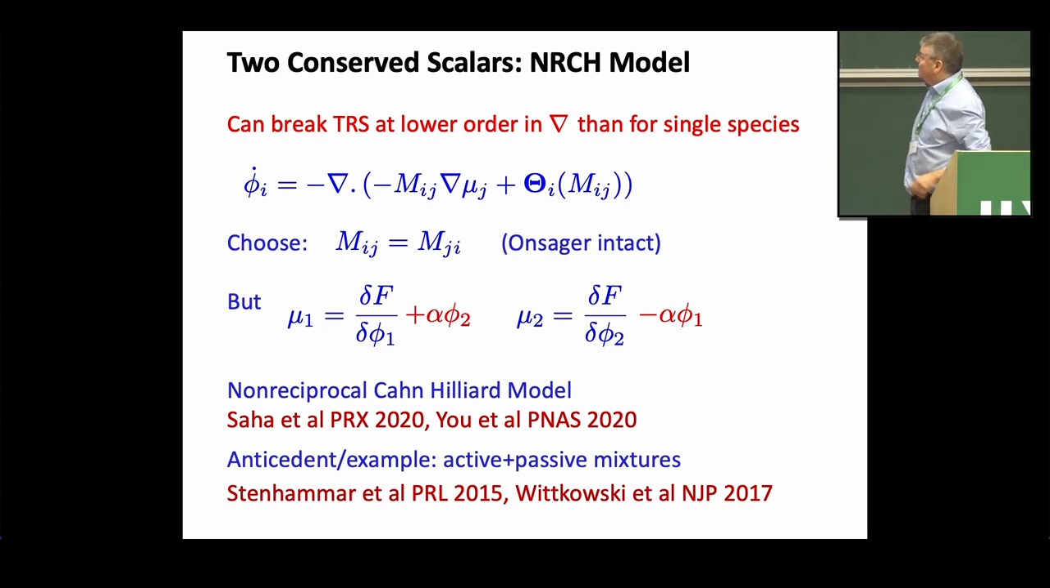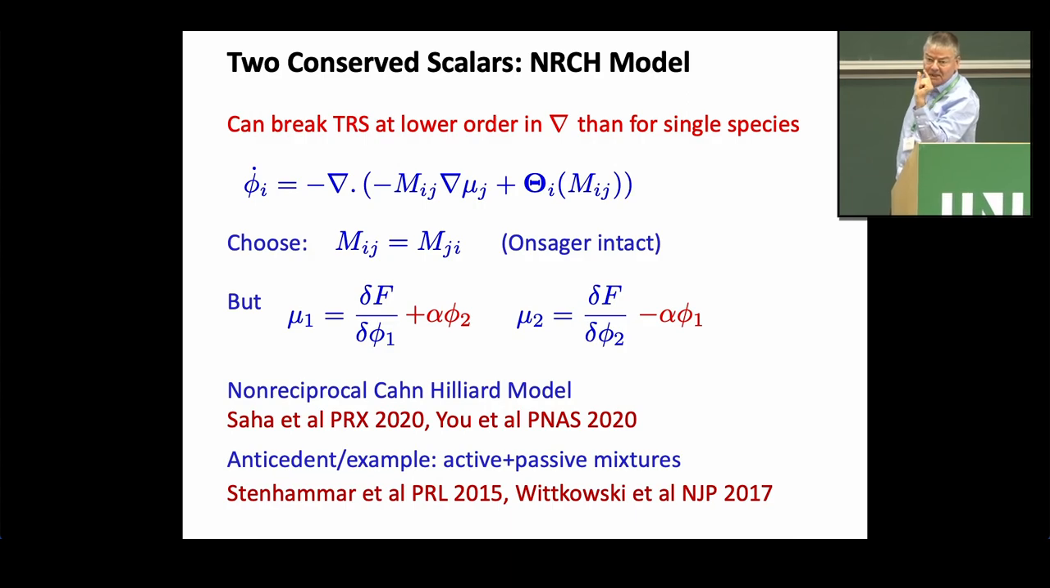The way this has been looked at by two different groups, Saha et al., so effectively Ramin Goldstein's group and Christina Marchetti, they actually choose to keep the mobility unchanged, because they choose it to be diagonal. So I can't make it asymmetric.